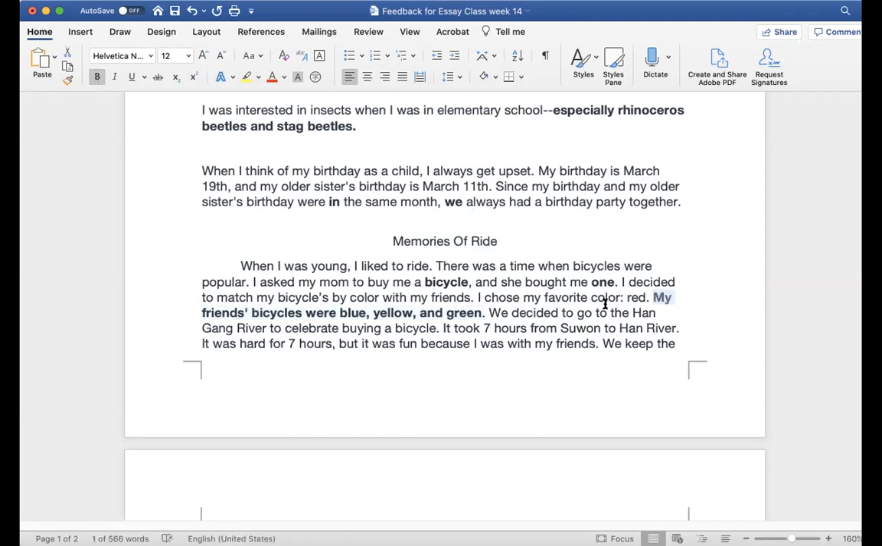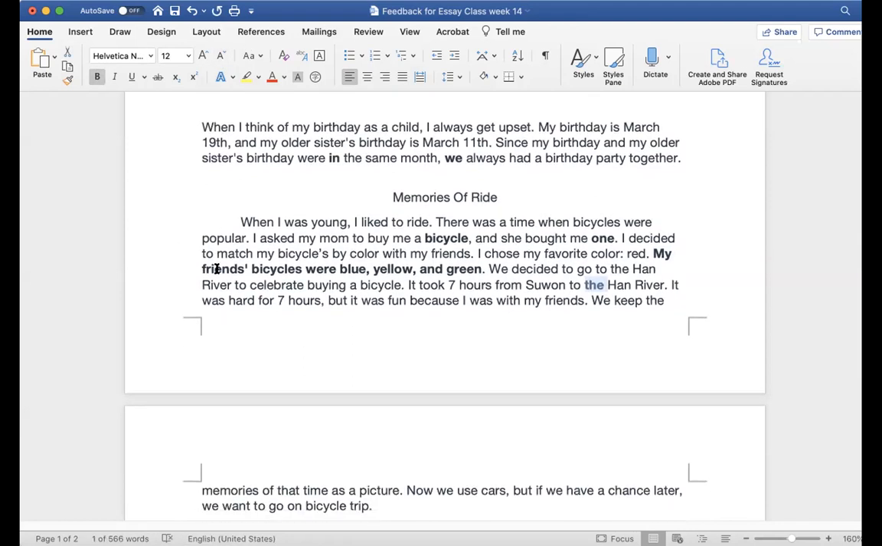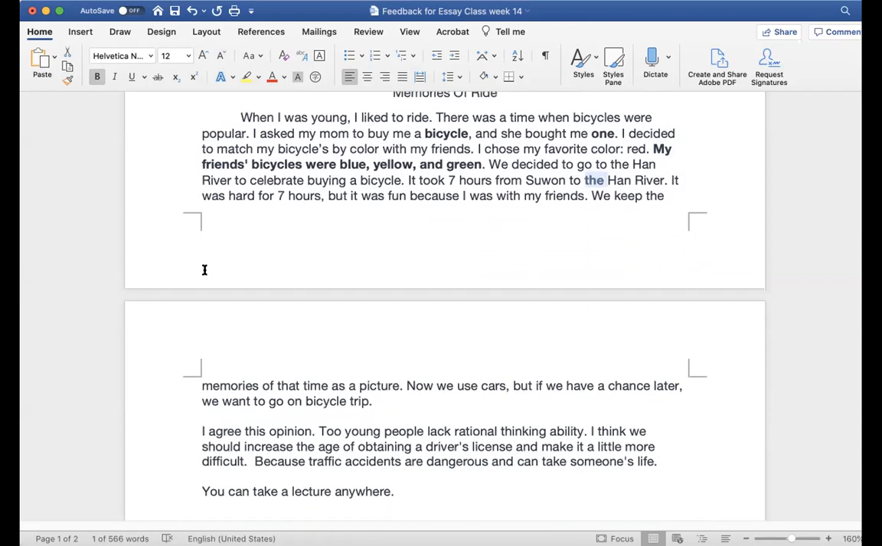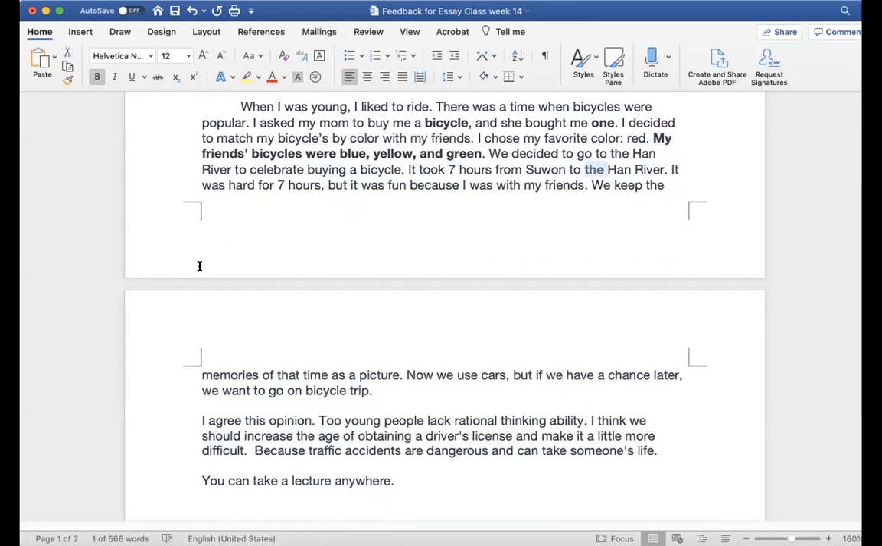We decided to go to the Han River. Hangang. Gang is river, right? So just Han River. We decided to go to the Han River to celebrate buying a bicycle. It took 7 hours from Suwon to the Han River. It was hard for 7 hours, but it was fun because I was with my friends. We keep the memories of that time.